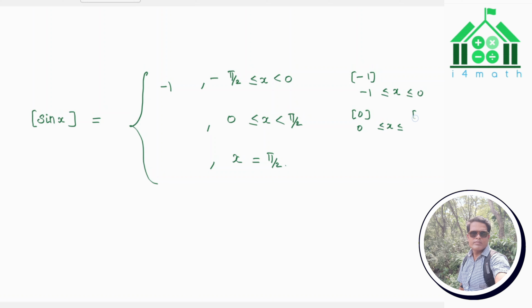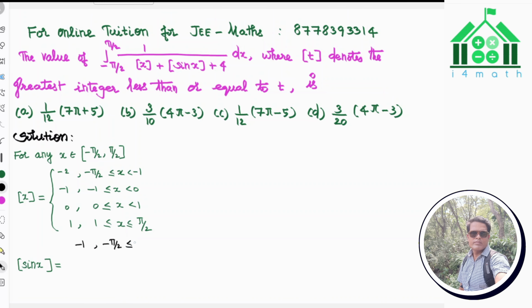In the next interval, the smallest value is 0. So the greatest integer function of sin 0 is 0. Finally, the greatest integer function of sin pi by 2 is 1. So the greatest integer function of 1 is 1. Now let us write this result elaborately here.